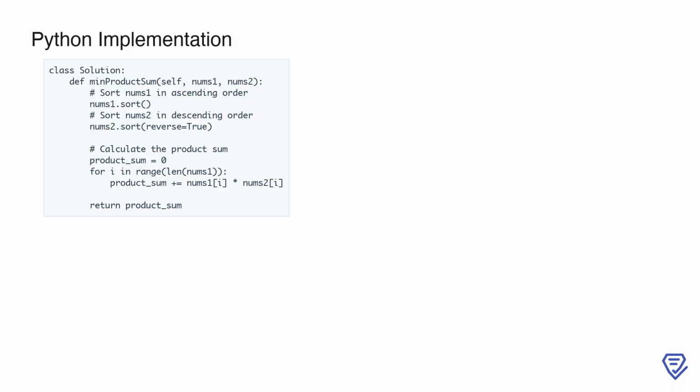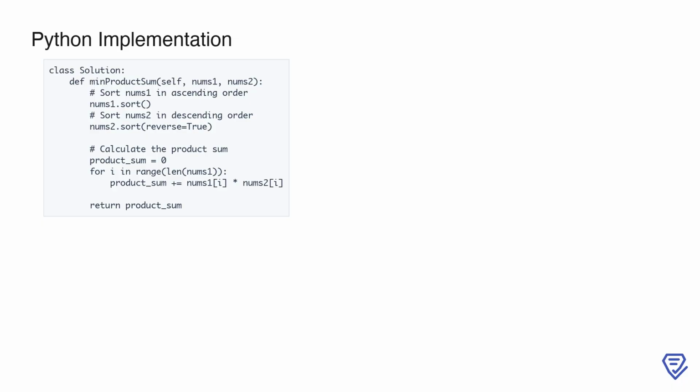The first step in the code is to sort nums1 in ascending order, nums1.sort, and nums2 in descending order, nums2.sort, reverse equals true. Sorting in this manner ensures that the smallest elements from nums1 are paired with the largest elements from nums2, leading to the smallest possible products when multiplied.